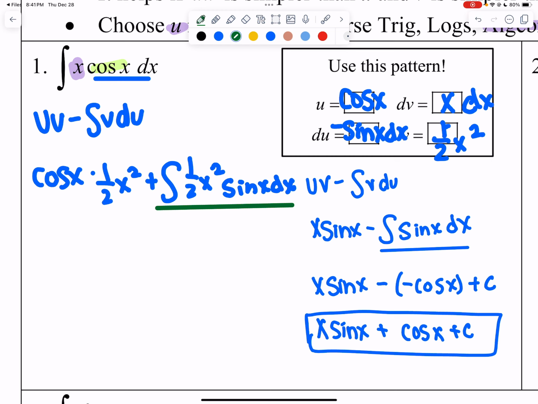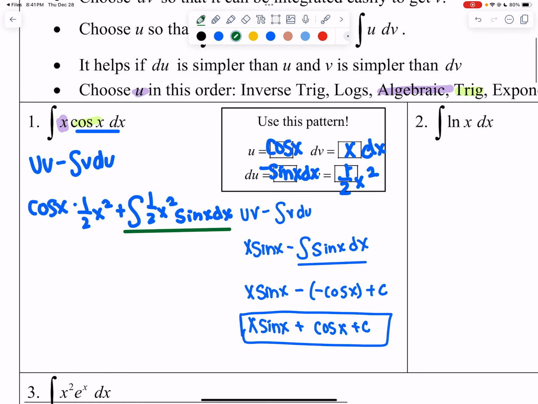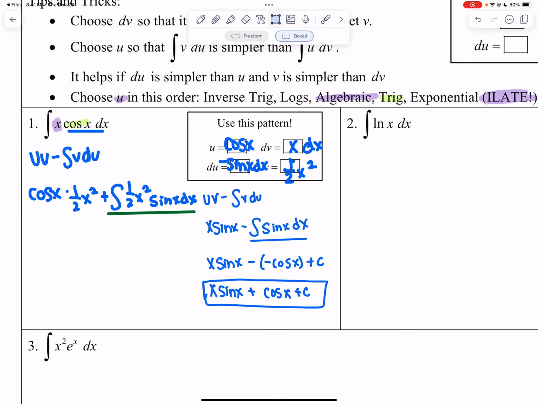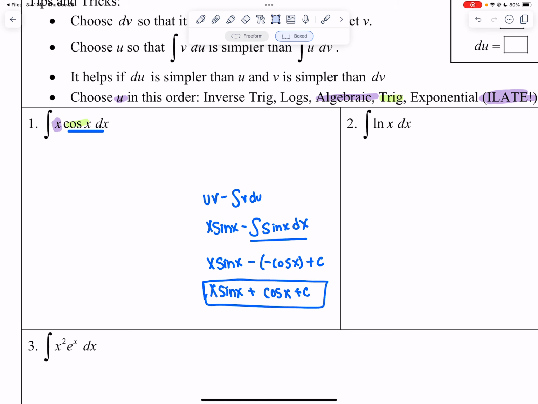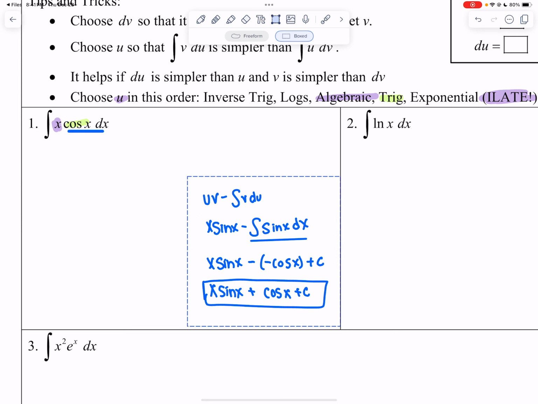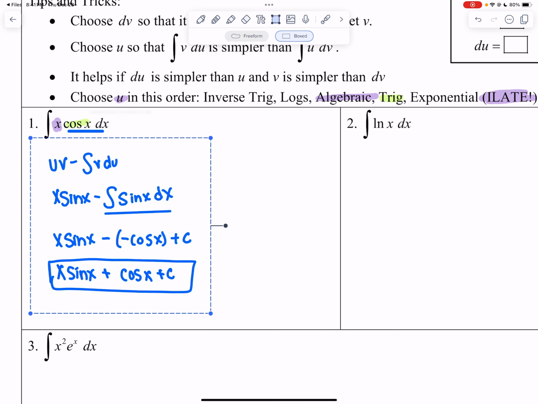Because you can't do that, that's going to be a little indication of saying u is not cosine, but u is x. That's why we have this little order in place where we have inverse trig, log, then your algebraic, then your trig, then your exponential. So your final answer here was the thing that we did 2 seconds ago, right here.